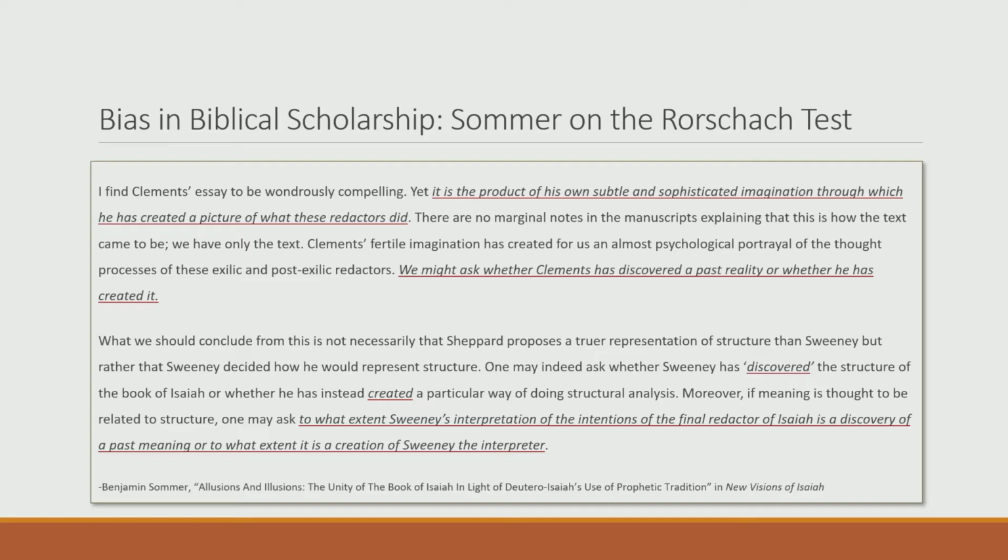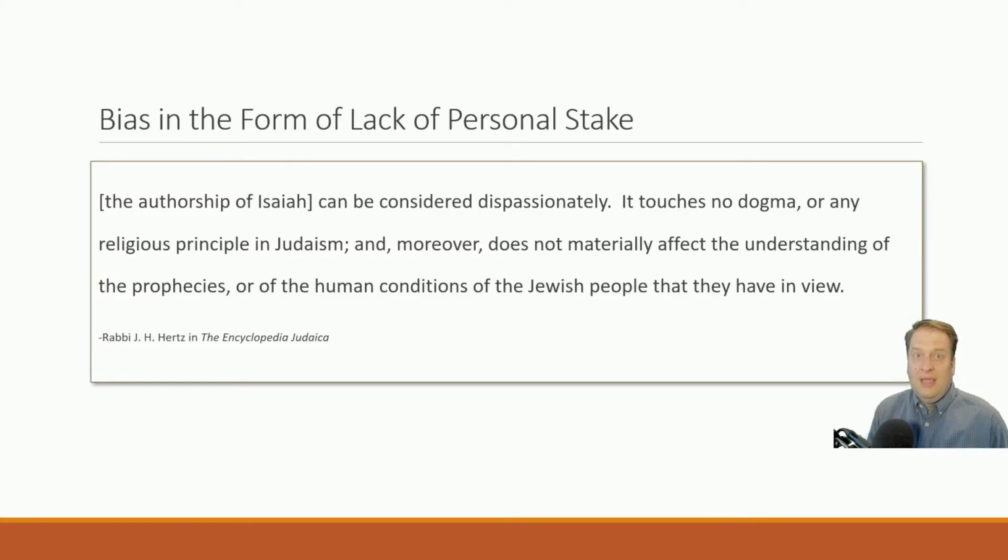This is a really interesting analysis from Benjamin Sommer. He's saying that these scholars' biases are so powerful that they really amount to a creative force, creating things that really don't actually exist. And here's a really important concept to understand about bias. Bias can take the form of a lack of a personal stake in a question.